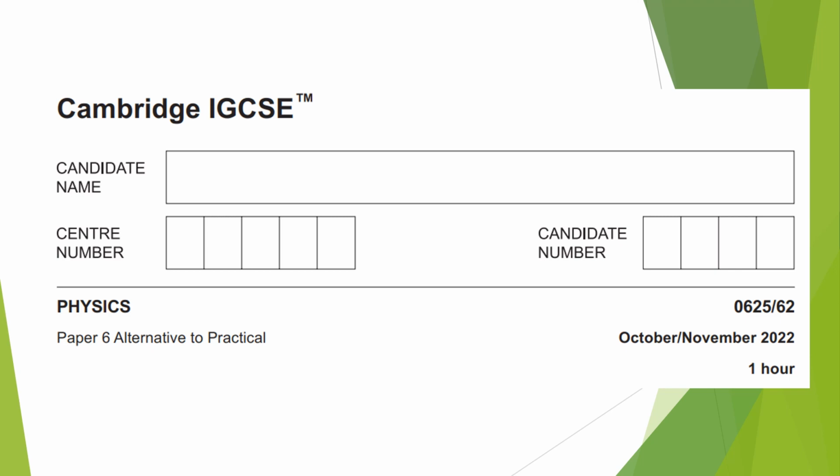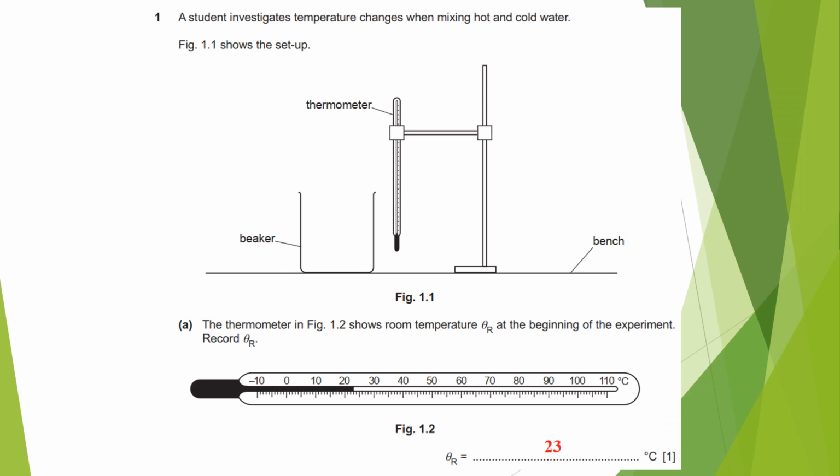Welcome to the video solution of Cambridge IGCSE Physics Paper 6 Alternative to Practical, October-November 2022. First question. A student investigates temperature changes when mixing hot and cold water. Figure 1.1 shows the setup. Observe the figure clearly, whether all the apparatus are given or if any is missing.